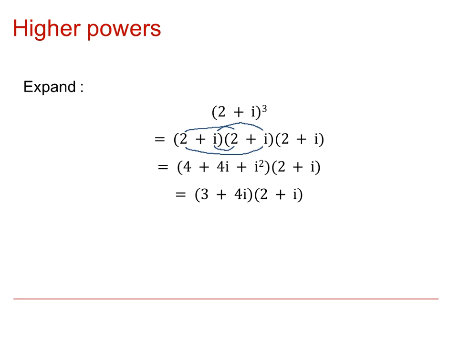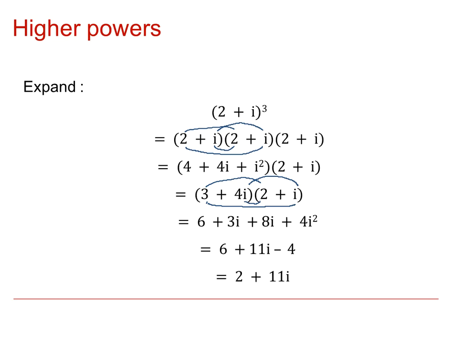And then we repeat the FOIL procedure again. The first term, 3 multiplied by 2, outside 3i, inside 8i, and then plus 4i squared. Looking at that again, we've got i squared is negative 1, and so therefore that's minus 4. So we get a total of 6, 11i, and minus 4, so that the number is 2 plus 11i.